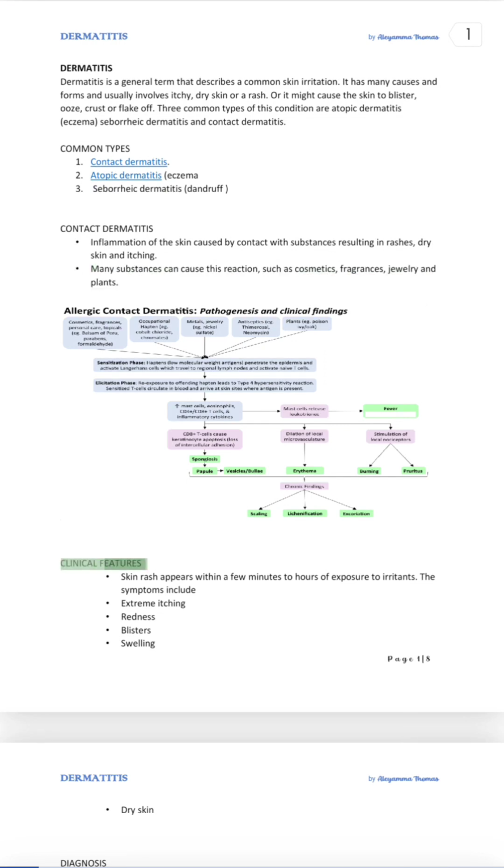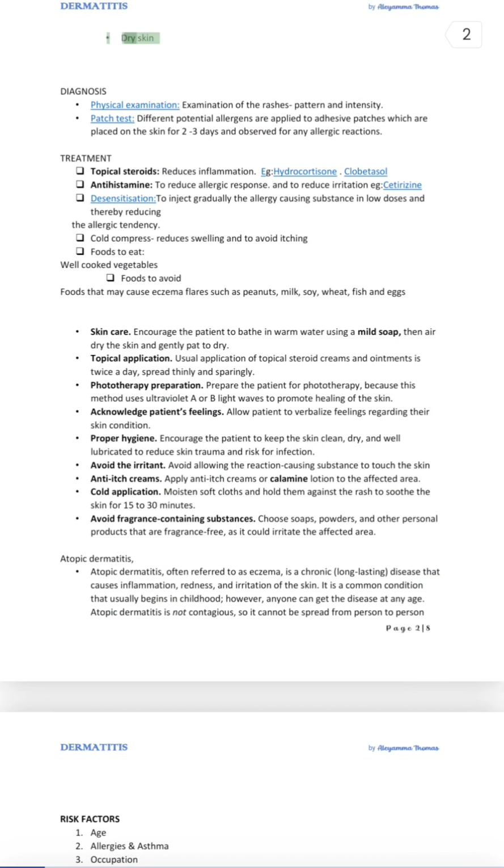Clinical features. Skin rash appears within a few minutes to hours of exposure to irritants. The symptoms include extreme itching, redness, blisters, swelling, and dry skin.